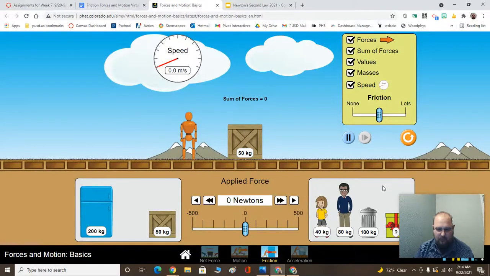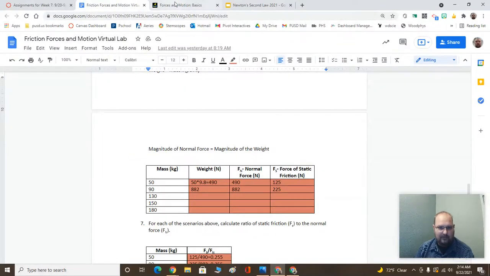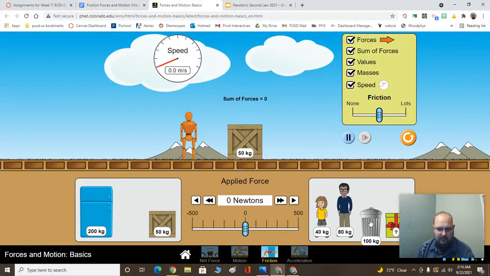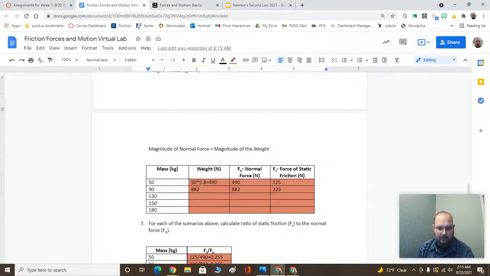If we want 130, well, that's 50 plus 80, right? If we want 150, that's going to be trash can and box. Oh, that's lovely.